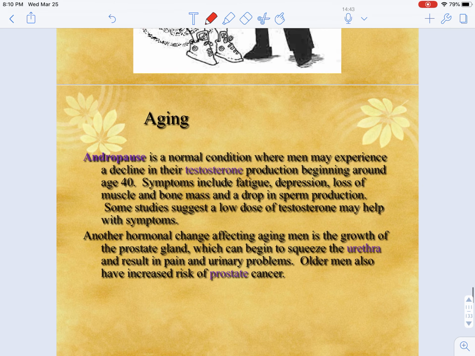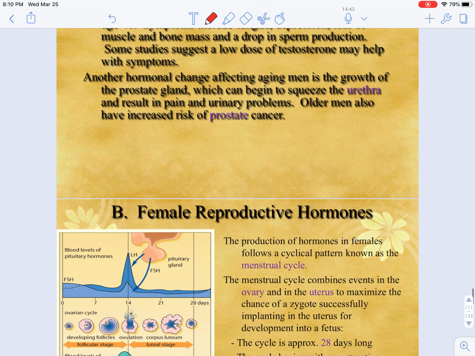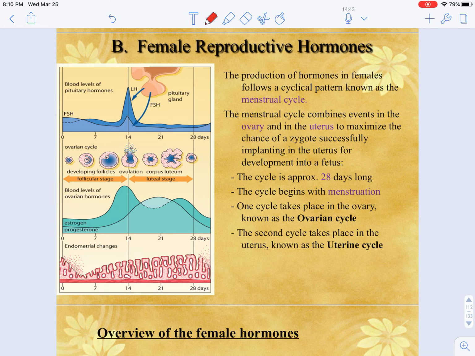That is pretty much it for the male feedback loop. If you have a drop in the amount of testosterone in older men, that's called andropause. We know that in women, that's called menopause. For the female feedback loop, we'll do this one quickly, and then the next lesson will go right through the whole female cycle, which is this picture right here.